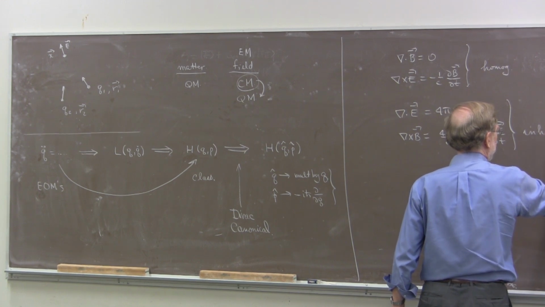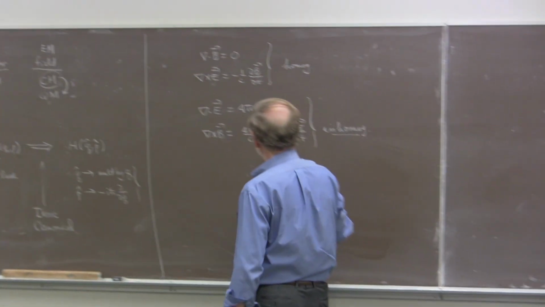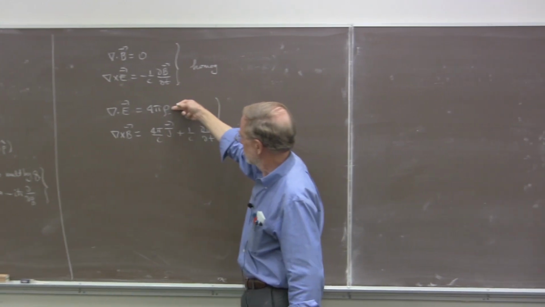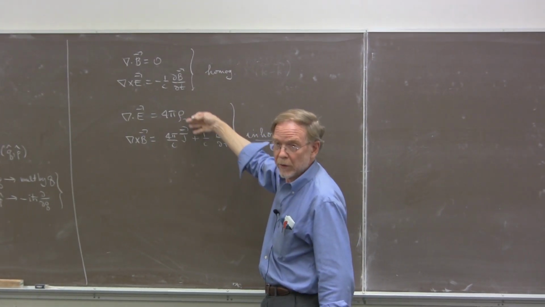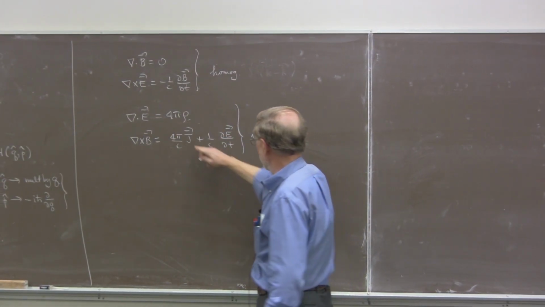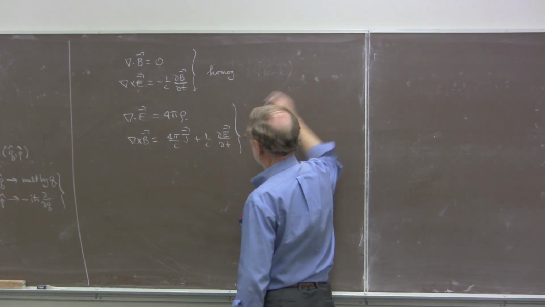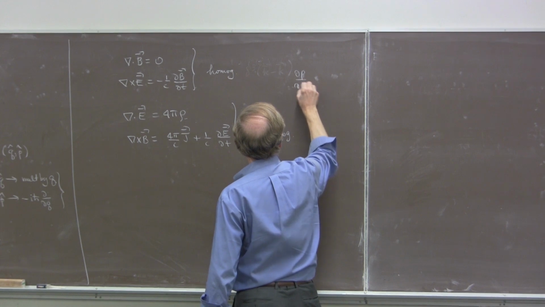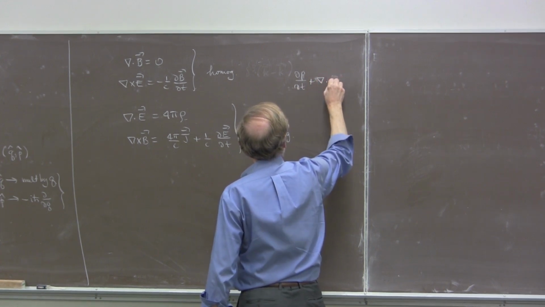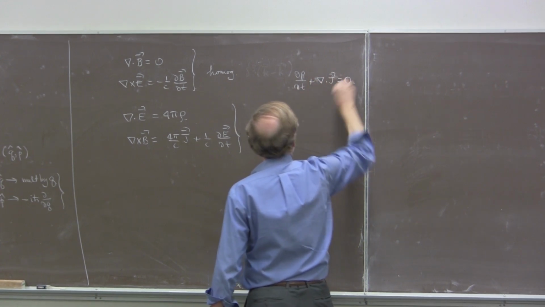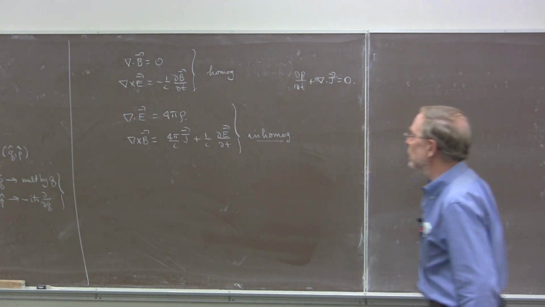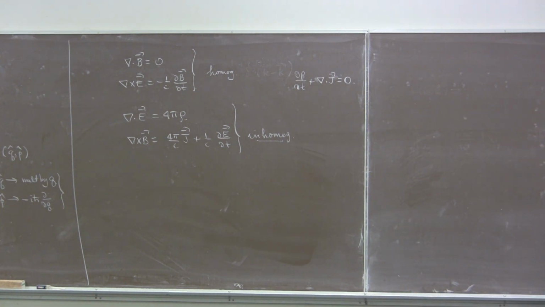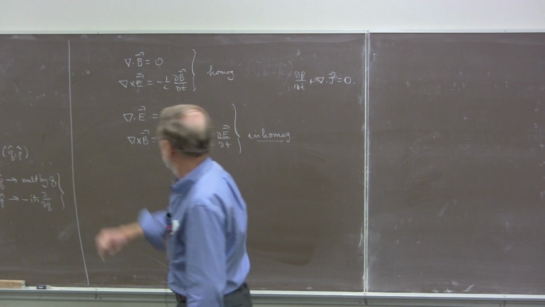They're inhomogeneous because they contain the driving terms, which are the charge density and the currents, the matter that's driving the electromagnetic fields. Rho and J, of course, for consistency of Maxwell's equations, have to satisfy the continuity equation. Otherwise, there's no solution to Maxwell's equations, so we assume that. All right, so these are the equations of motion.